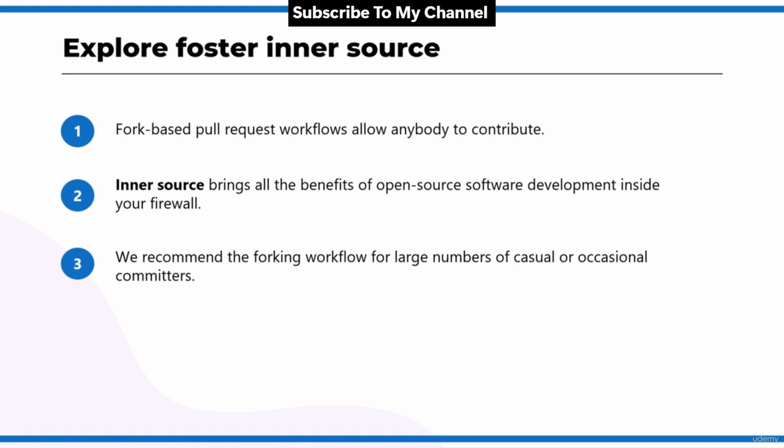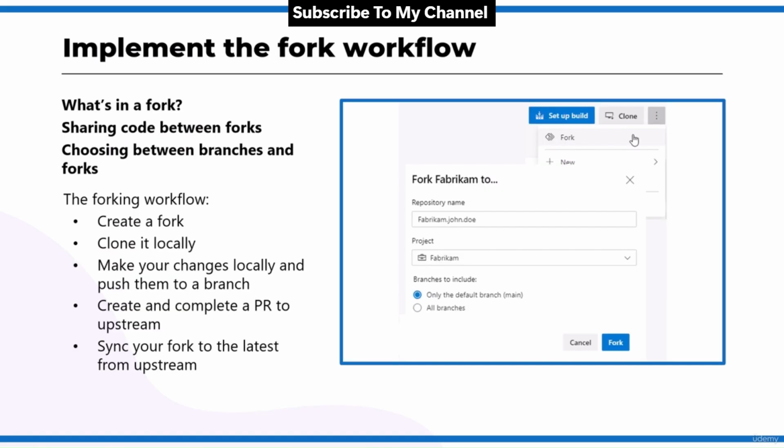We recommend the forking workflow for a larger number of casual and occasional committers. When that is the case, you should surely use a fork to foster inner source. A fork is a copy of a repository. As we discussed, a local copy is a git clone, while a server-side copy is what is known as forking. Forking a repository allows you to freely experiment with changes without affecting the original project. That's the advantage.